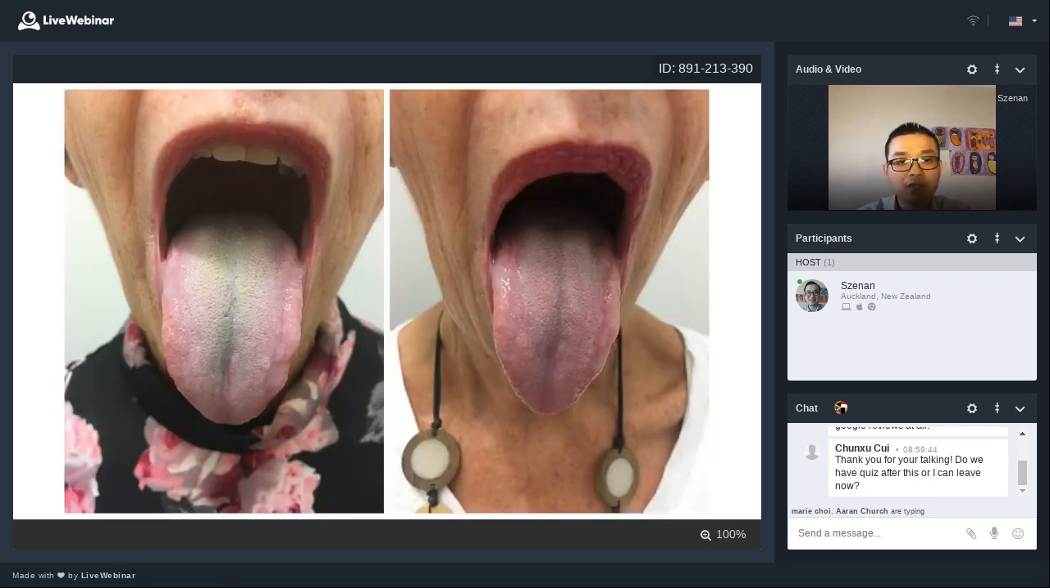Okay, have a look. This is before treatment, the left one. You can see the coating on the patient's tongue, and after treatment for about a month, you see how the tongue clears out. This is beautiful. So this is the difference: treating the pulse, and the tongue actually changes. All right, that's it. Any question?